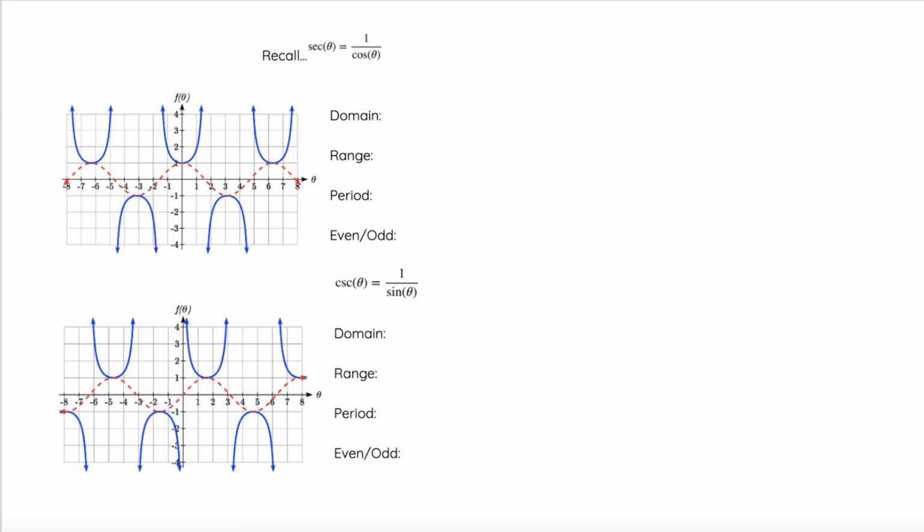All right, let's head over and talk about secant and cosecant. So we know that secant is the same as 1 over cosine. So secant is going to be undefined because we can't divide anything by 0. So it'll be undefined where cosine is 0. So anytime cosine is 0, we're going to have some vertical asymptotes.